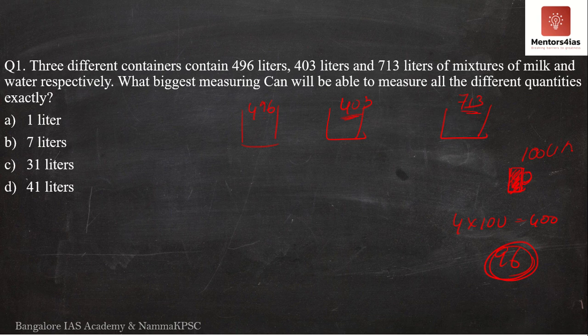It is not possible. So now the question is asking for what? The question is asking for the HCF, the highest common factor, meaning the largest number which can divide 496, 403 and 713. So I don't want the LCM, I want the HCF of 496, 403 and 713, the largest number which can divide 496, 403 and 713 over here.